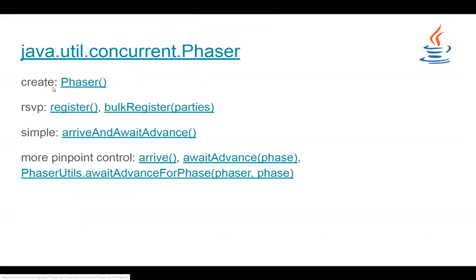This also gives you the quick links to how to create them, how to RSVP to them. This is called registering, where you can say how many people, how many tasks you expect to be waiting on each phase, or how many will arrive on each phase. There's the simple usage, which is to arrive and await advance. But then you can have more pinpoint control, where you can call arrive and await advance separately. And again, this has a little bit interesting semantics where it returns immediately if it's not in that phase or the previous one, and you may want to just call this phaser utilities one.